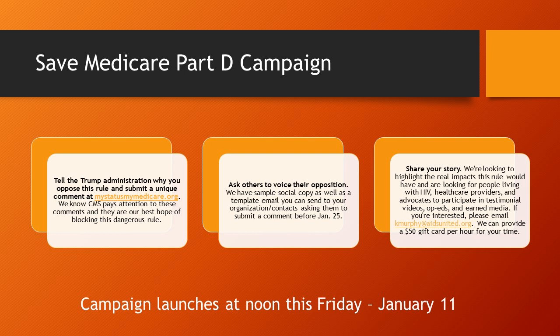The first is to tell the administration why you oppose this rule and to submit a unique comment. And what I mean, and Phil touched on this, is that if your comment is exactly the same, like a form letter that you often see on action alerts to members of Congress, it will be lumped into other comments that are considered to be the same, whether they are identical or less than 30% unique.